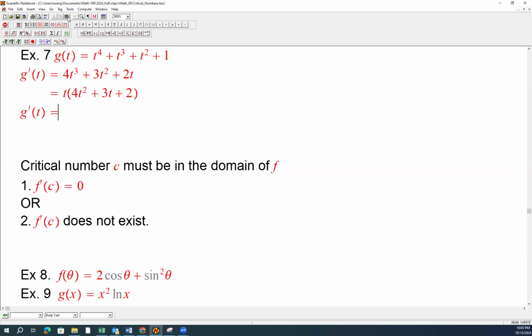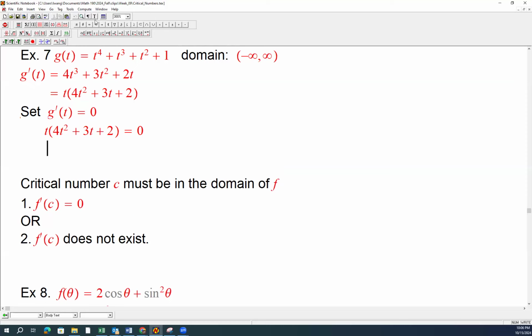Okay, so set g of t equal to 0. We start searching for critical numbers, then we get the product equals 0. And we have already found a critical number, which is t equals 0, right? And this domain is all real numbers, by the way. Okay, that's the easy part.